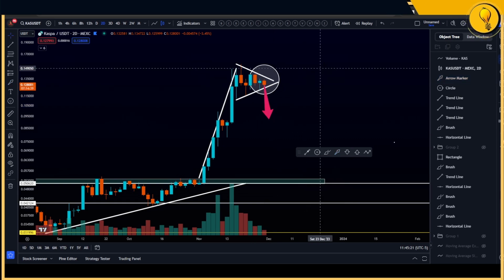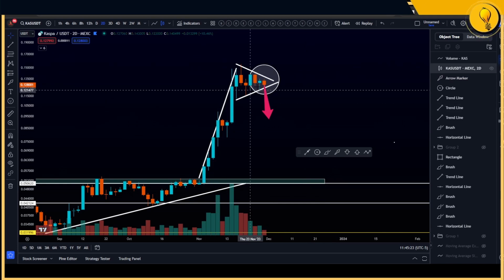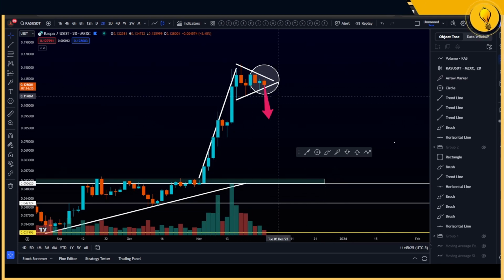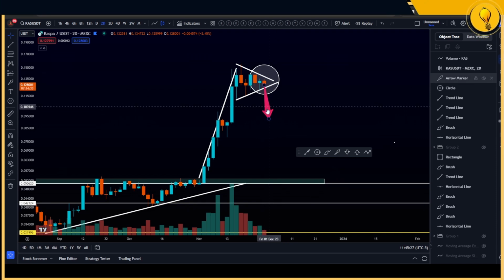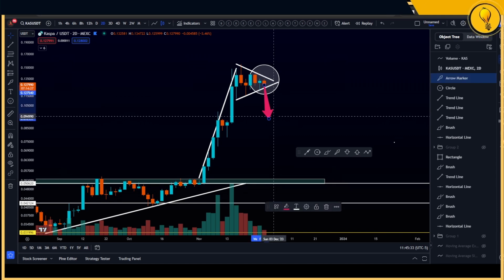Okay, so we are going to be talking about this picture and what is that trigger that's essentially going to incite that 30% dump to the downside. Alrighty, so that is going to be the agenda on today's KASPA analysis.